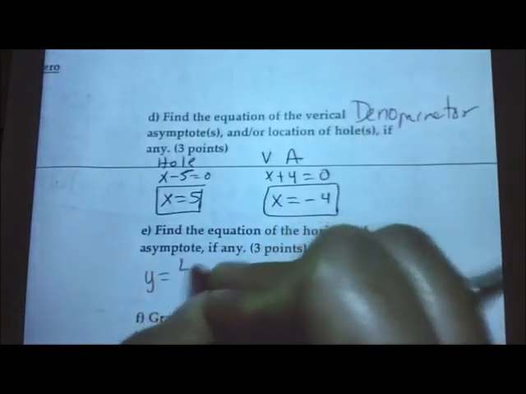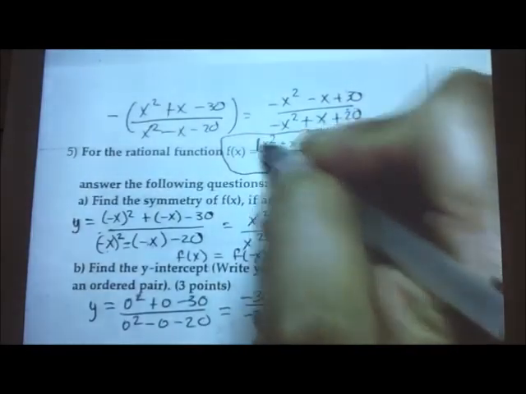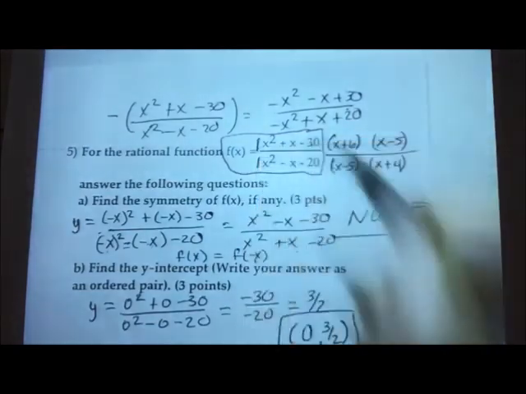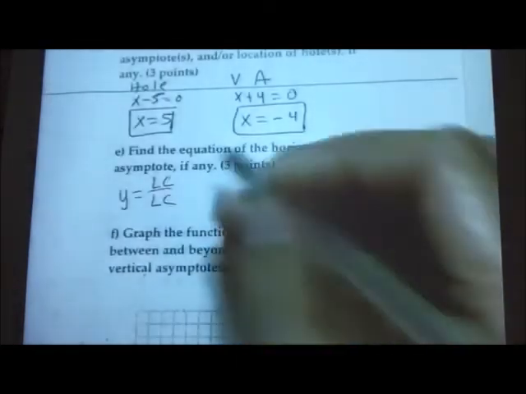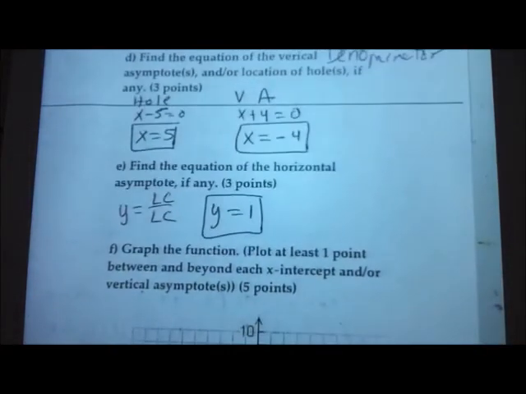Y equals LC over LC. Do you remember that one? What did LC stand for? The leading coefficient. What is my leading coefficient on the top? 2. And what is my leading coefficient on the bottom? 1. So what is 1 divided by 1? My answer here is going to be a 1. Does that make sense? Are we okay up to right now?